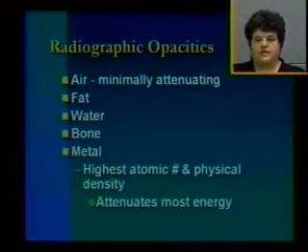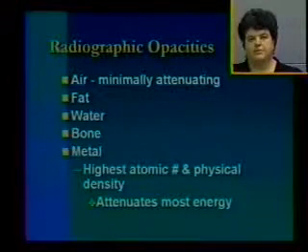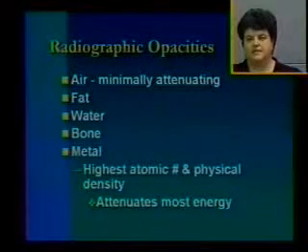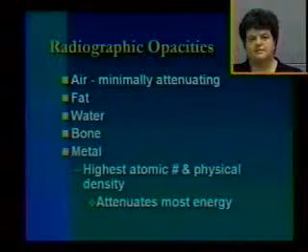So we're going to move on to actually talking about interpretation of films. And the first thing I'm going to start with is radiographic opacities. We've touched on this a little bit. This has to do with how much of the X-ray energy is attenuated by the patient, depending on what tissue type it is. There are 5 basic radiographic opacities.